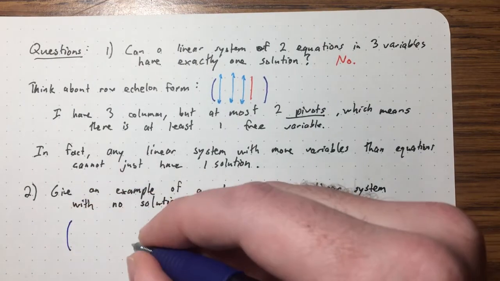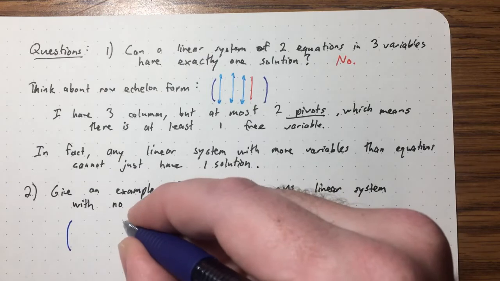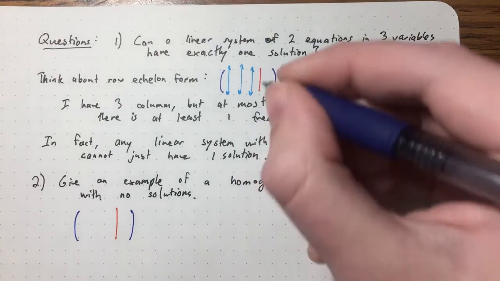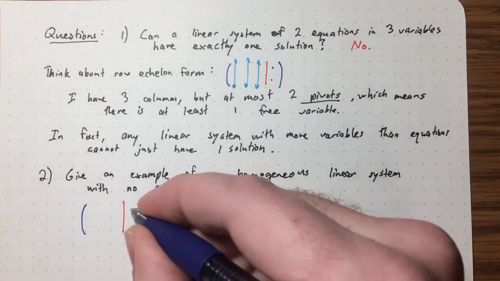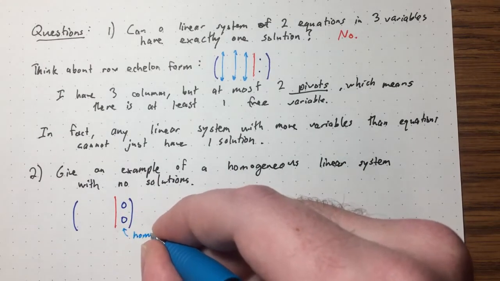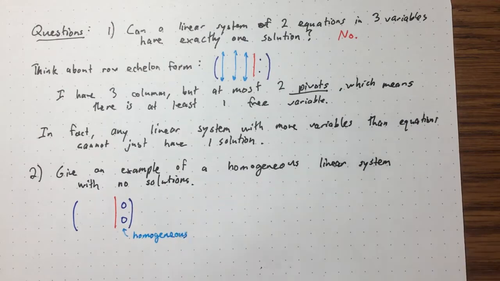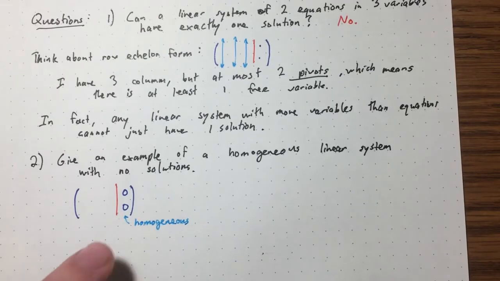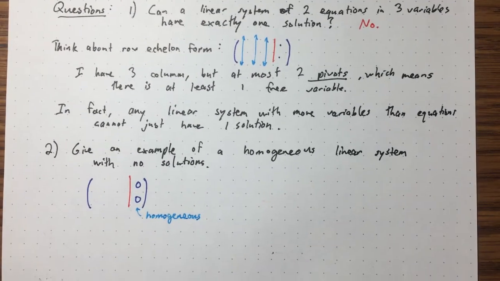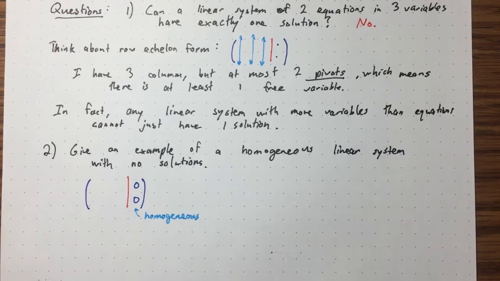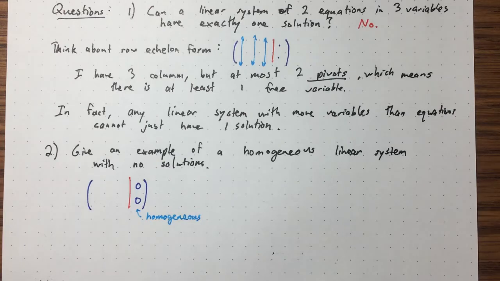So let me do 2 rows again. Here we could have had any numbers there, but if it's homogeneous, then the right-hand side has to be all zeros. If you check the previous lecture, I think 2 of the 3 examples we did actually turned out to be homogeneous linear systems. Okay, we want to create a homogeneous linear system with no solutions. Again, pause the video, see if you can come up with one, and then check back.